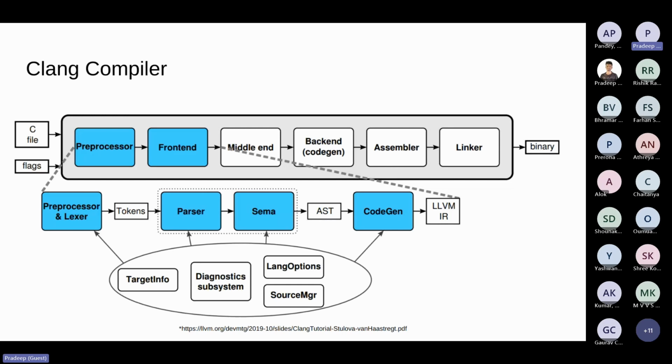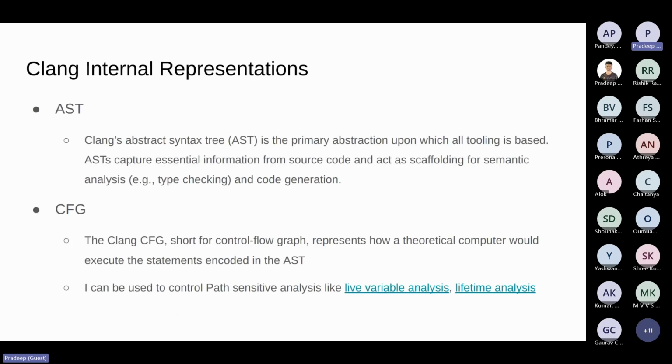I think that's most of it. So there are different internal representations. This is something that I want to distinguish before we go into the actual set of tools, because each of these tools uses some representation of this. The AST, an abstract syntax tree, is the primary abstraction upon which tooling is based. ASTs capture essential information from the source code and act as a scaffolding for semantic analysis, for example type checking, as well as code generation.